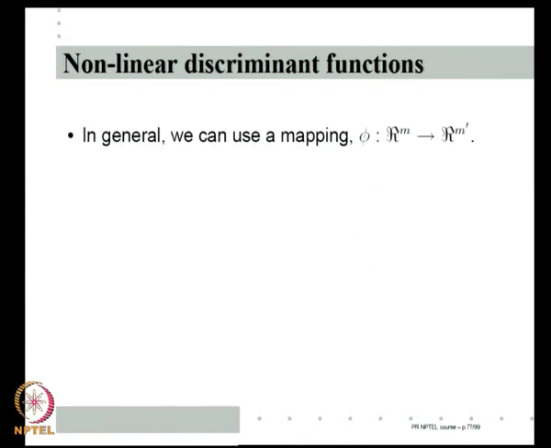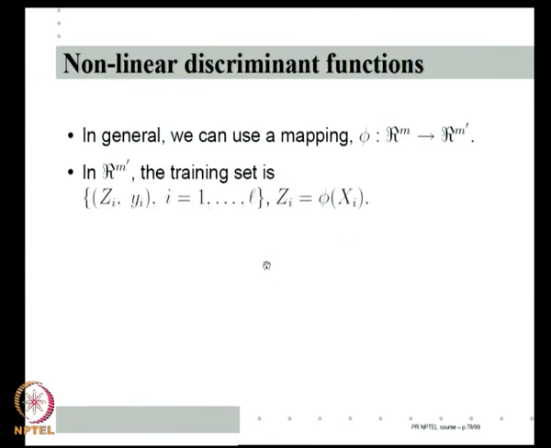So, in general we use some mapping phi from m dimensional space to m prime dimensional space. In the new space, my training set now will be Zi, yi, where Zi is phi of xi. In the rest of this class, and in most of our discussions, we will use Z and phi of x interchangeably. Phi of xi will be Zi; this is the vector corresponding to the training vector xi in the transformed space. Once we use this phi to transform all the training patterns from m dimensional space to m prime dimensional space, my new training data becomes Zi, yi, so Zi is equal to phi of xi.